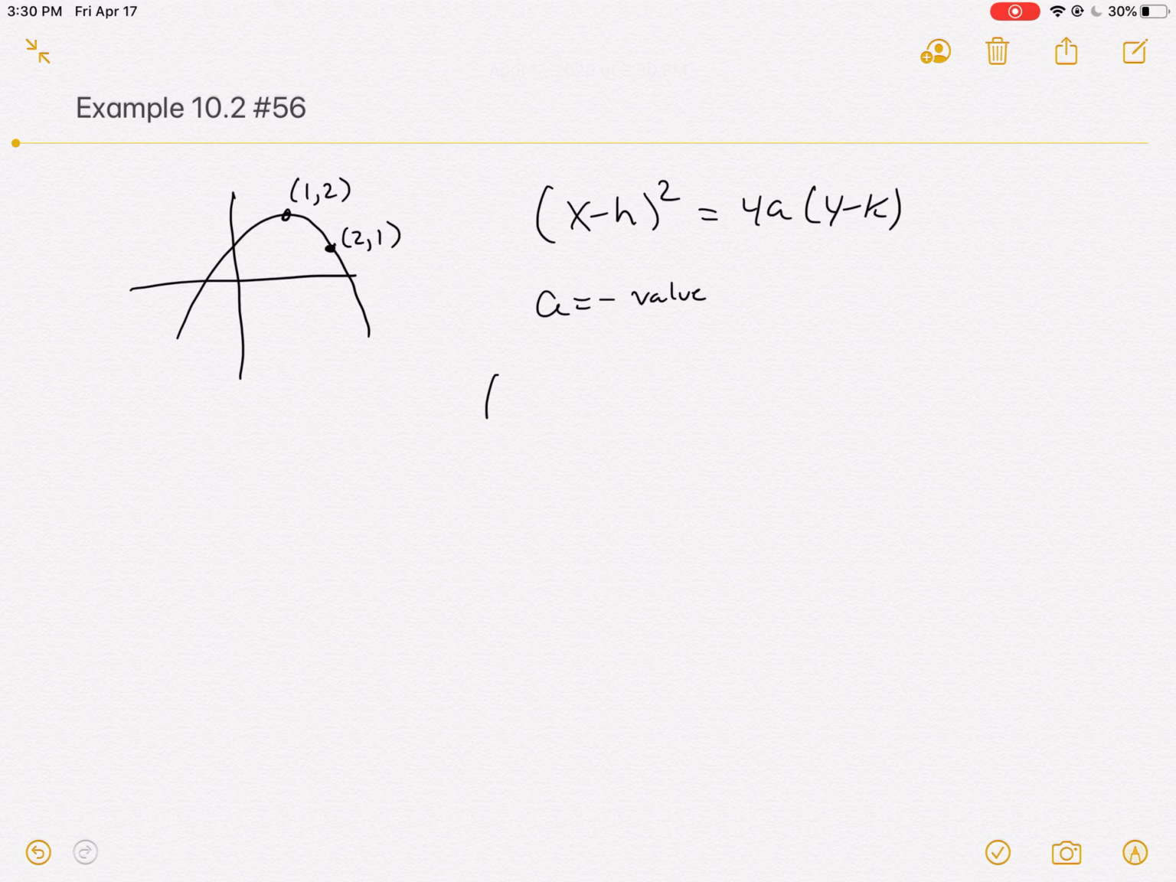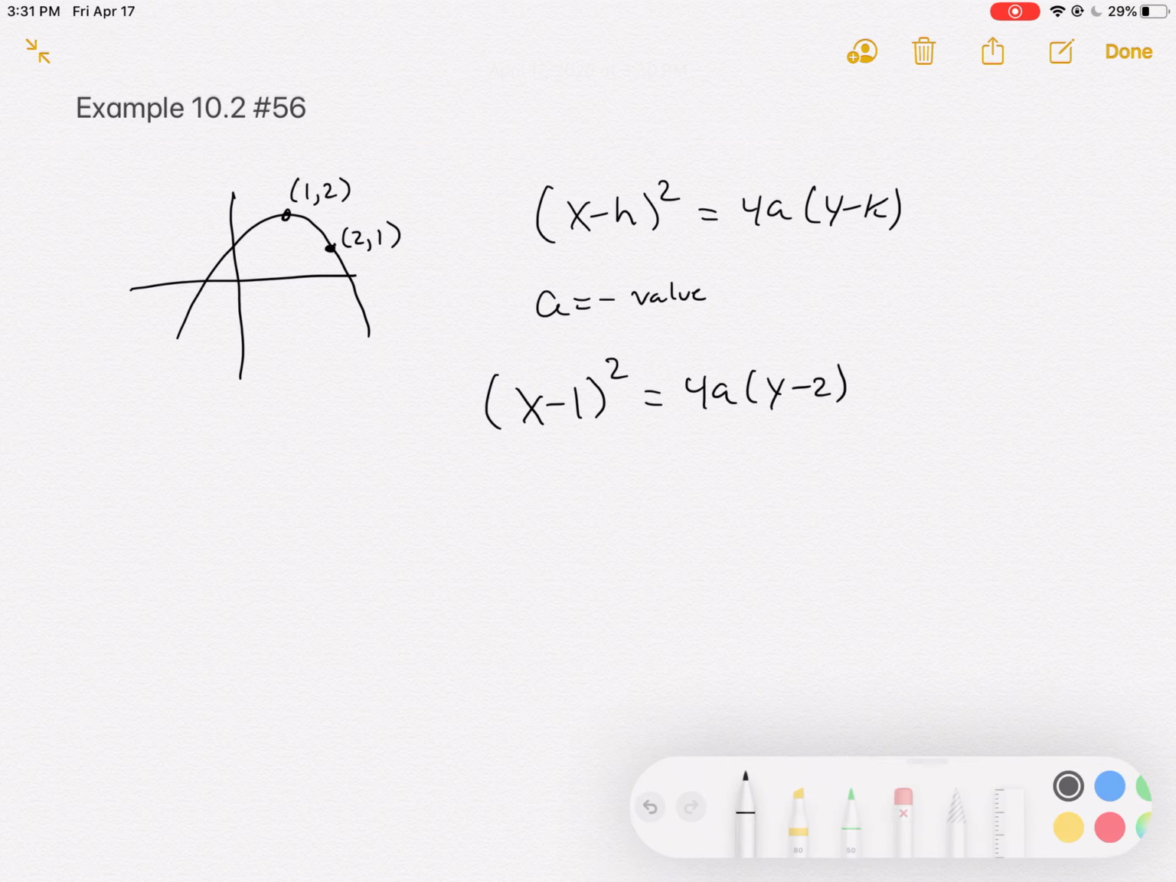I do know my vertex, so I know it's (x minus 1) squared, where 1 is the x coordinate of the vertex, is equal to 4a times (y minus 2). And so we probably think, hey, I don't have enough information to find a because they didn't give me a focus or a directrix to get a directly. Well, you don't need that because you have another point on the parabola.